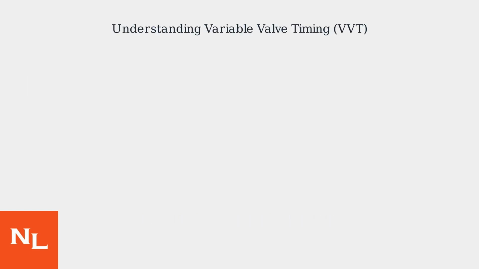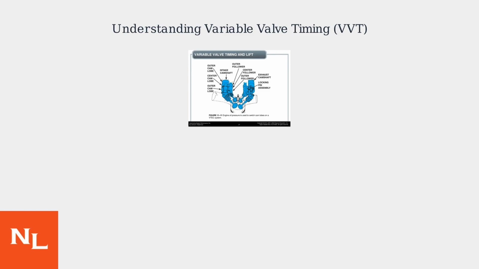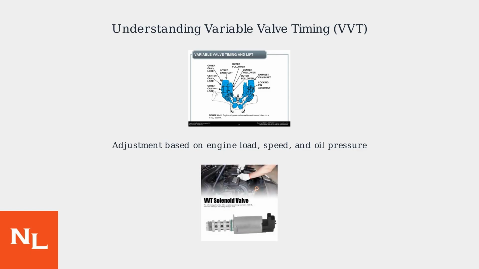Variable valve timing systems adjust camshaft position to optimize engine performance across different operating conditions. VVT systems use solenoids or actuators to adjust camshaft timing. This diagram shows variable valve timing components, including intake and exhaust camshafts with different lobe profiles for optimal valve operation. The adjustment is based on engine load, speed, and oil pressure. The VVT solenoid valve controls oil flow to actuate the timing changes.